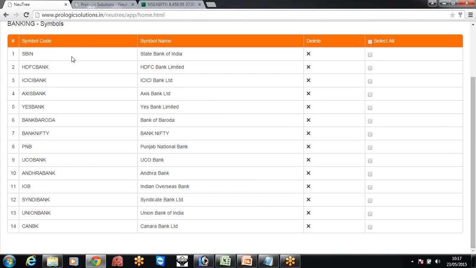So banking one, what we have is our public sector banks. Banking two, again we have our private sector banks, and again we have mixed both public sector and private sector banks so that we get the trades out of it. So these are the banks that we have added.